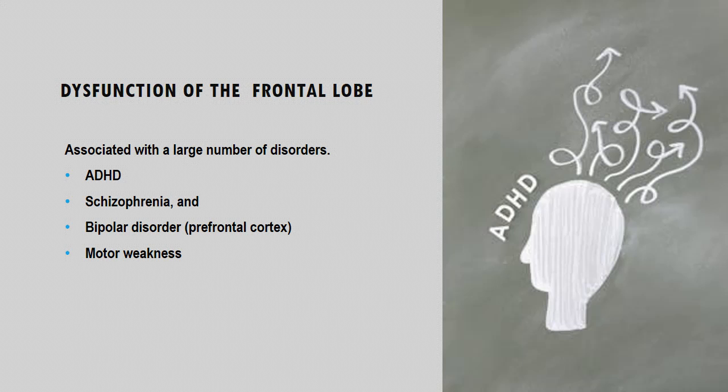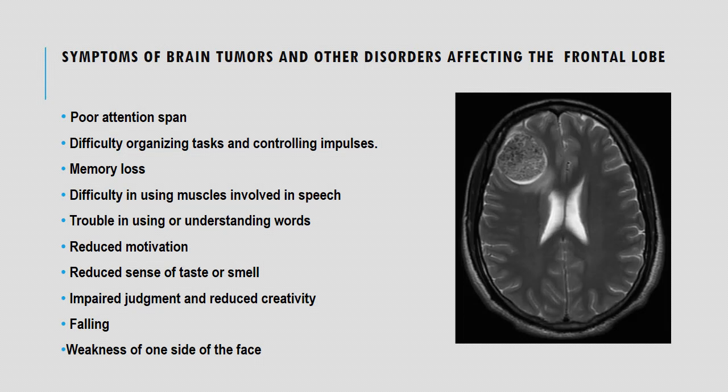These include attention deficit hyperactivity disorder, schizophrenia, and bipolar disorder. Significant changes in personality and behavior occur in frontal lobe dysfunction due to space-occupying lesions of the frontal lobe. These may include any or many of the following depending upon the area affected. Poor attention span, being easily distracted or trouble switching attention between tasks. Difficulty organizing tasks and controlling impulses.